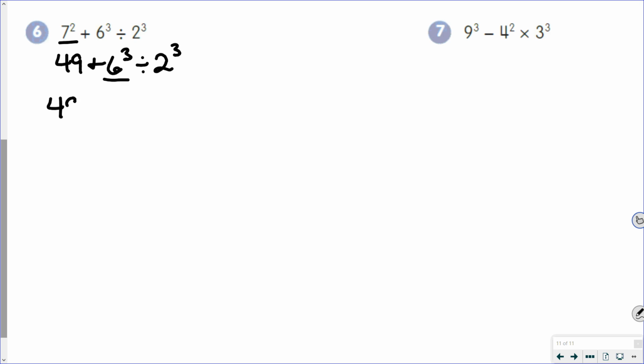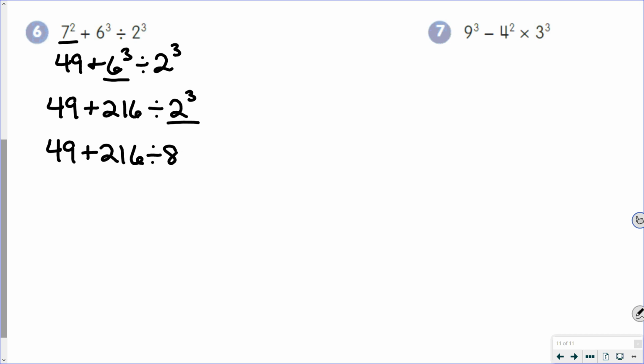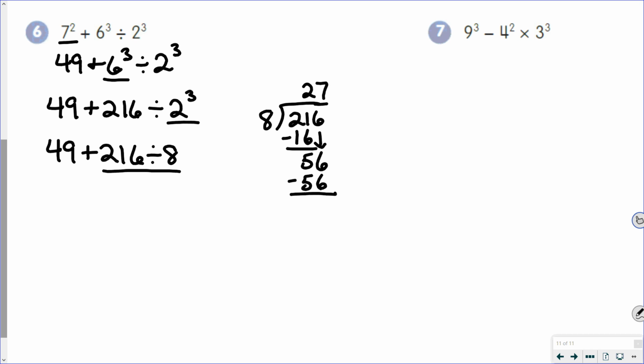6 cubed is 216. 2 cubed is 8. So remember, we divide before we would add. So I'm going to do my division off to the side again. 8 goes into 21 2 times. 2 times 8 is 16. 21 minus 16 is 5. Bring down the 6. 8 goes into 56 7 times. So we'd have 49 plus 27, which is 76.